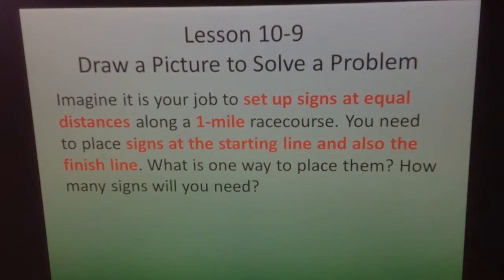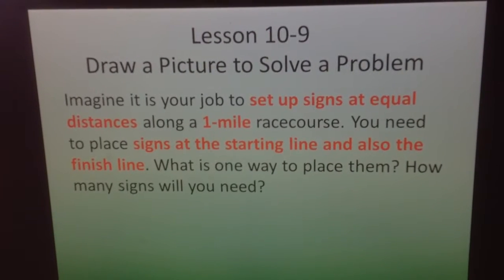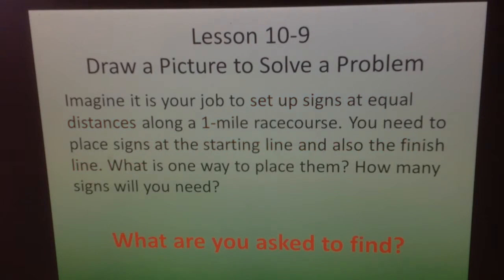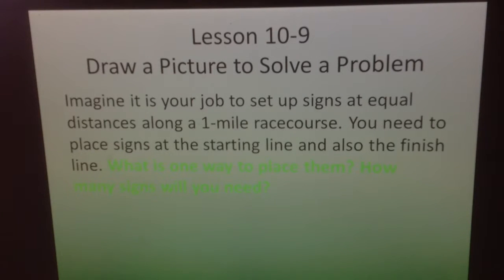Well, here's the important stuff in red. We know that we need to set up signs at equal distances. We know the whole distance is 1 mile. We know we need to have a sign at the starting line and the finish line. Then we asked ourselves, what are we asked to find? What is the question asking you to do, in other words? You need to know one way to place them, so you have a choice. And you need to be able to answer how many signs you will need.